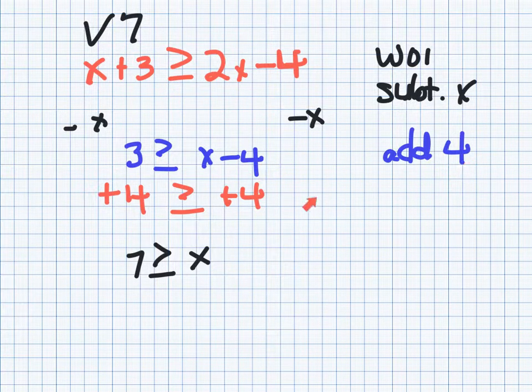Now I add 4 to both sides, and I'm going to end up isolating the x on the right side by doing this. So when I add 4 to both sides, I end up with 7 is greater than or equal to x.